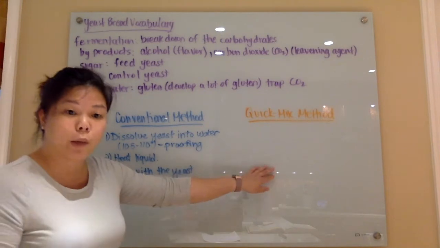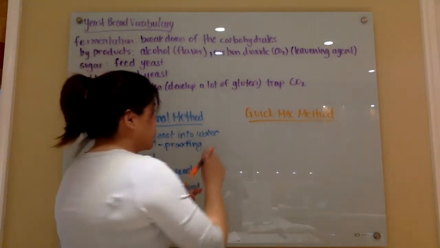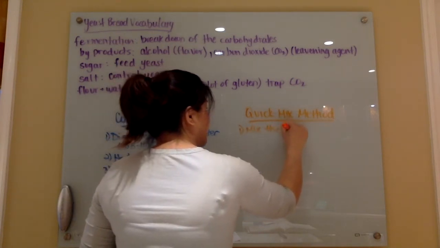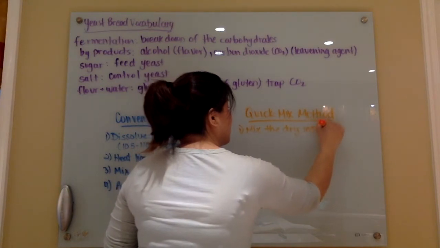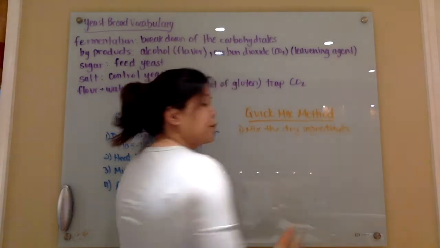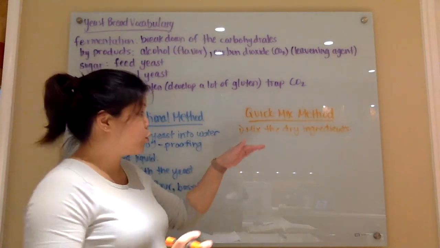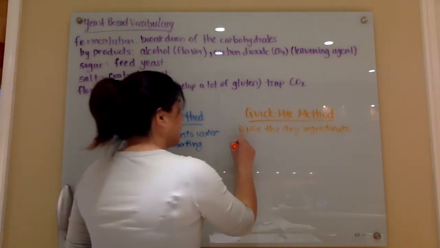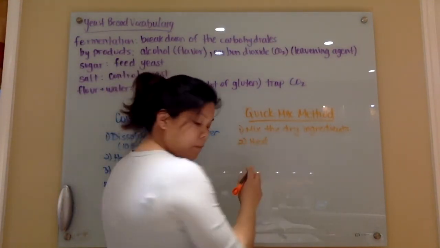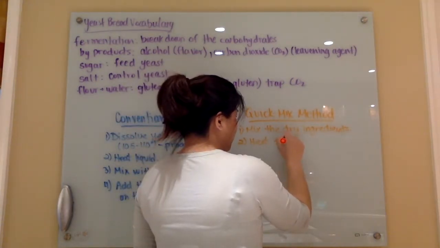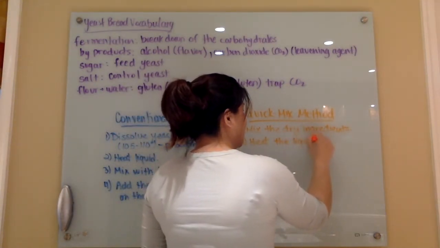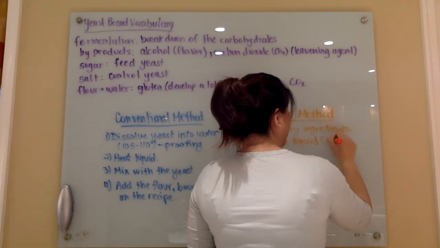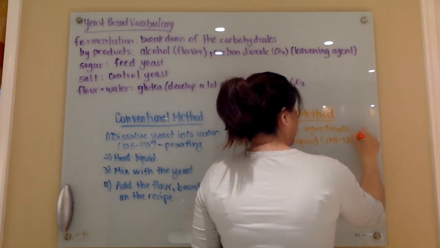However, we also have the quick mix method. What you would first do is mix all your dry ingredients together. My dry ingredients may be sugar, flour, salt, yeast. Any of those ingredients would all go into one bowl. And then I'm going to heat my liquid ingredients. This time with my heating, I can heat it somewhere between 115 and 125 degrees.